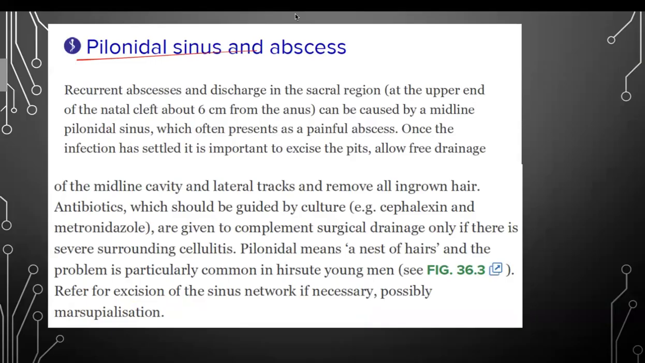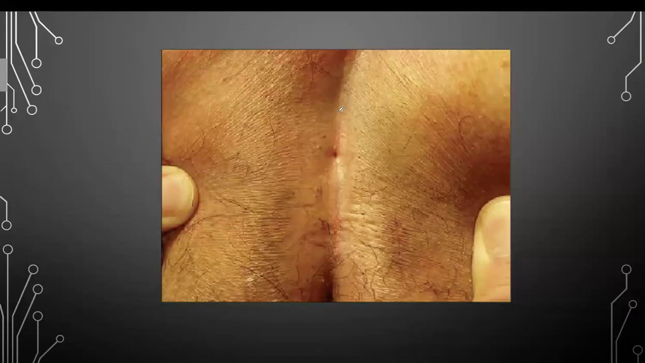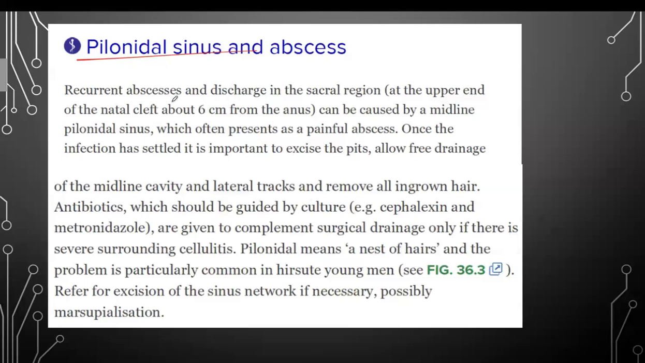Pilonidal sinus, again, another important case for exam. So pilonidal sinus comes as, so you see this natal cleft, which is in between the two gluteal area. There is this cleft, just most of the time around the midline of this cleft, patient can develop a sinus. And it starts with a blocked hair, okay?